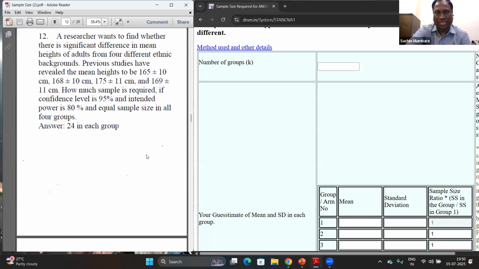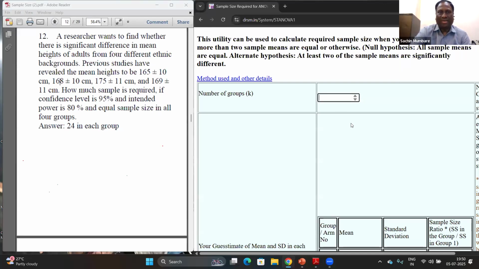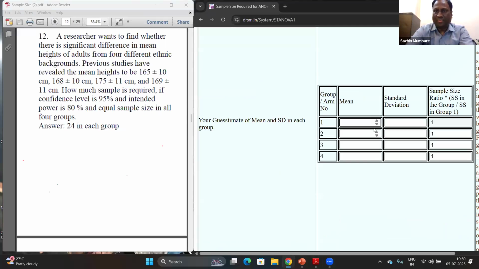And if this is the situation, how to use this information to calculate the sample size, I will demonstrate here. There are 4 groups here, so 4 rows are available now. For the first group, the mean is 165, standard deviation is 10, and the ratio is 1.